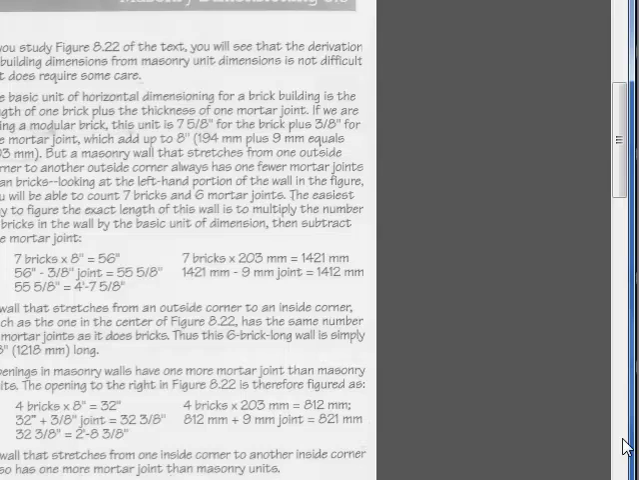And the reason it has one more mortar joint is because you have the even number there in the bottom, and you can see, so you have to have a mortar joint before the next brick starts.